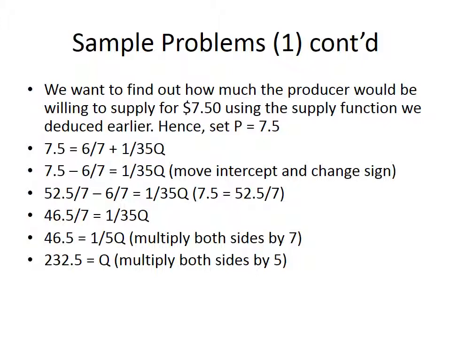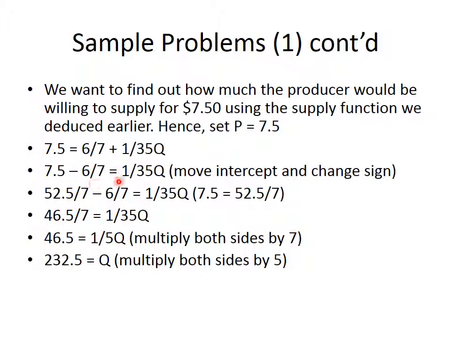Let's do that now. Okay, we want to find out how much the producer would be willing to supply for $7.50. So we set the price at $7.50. 7.5 equals the intercept plus the slope times quantity. Okay, we move the intercept over. Remember what we want to do in algebra, always, and this is one of the things that, as I keep saying to you, I love the most: we isolate, neutralize, eliminate. Okay, I think of it as a military operation. We want to isolate quantity. How do we do that? We get the intercept over on the other side of the expression.